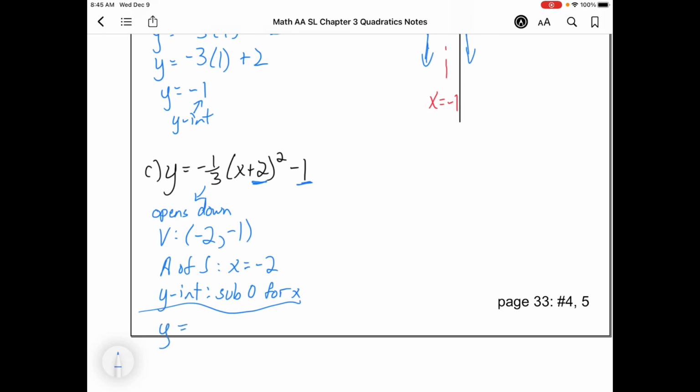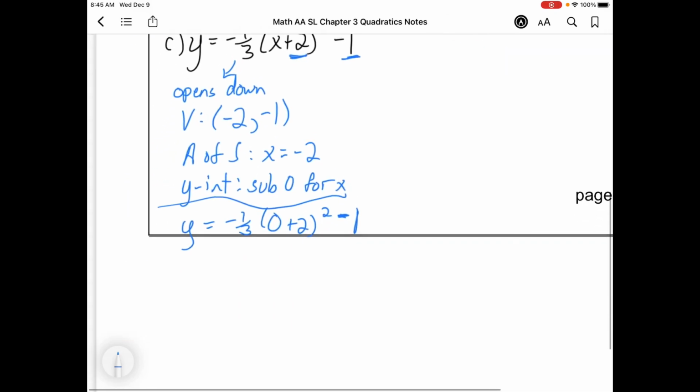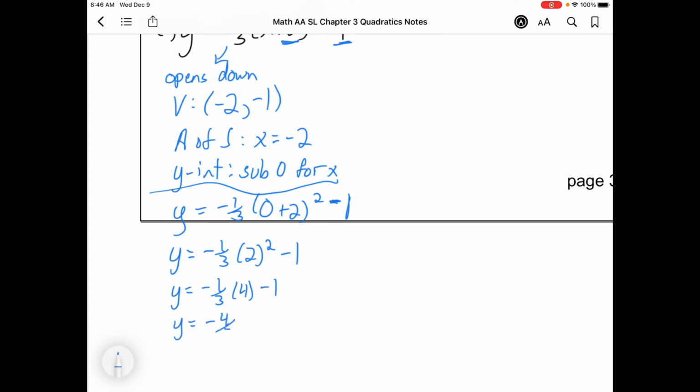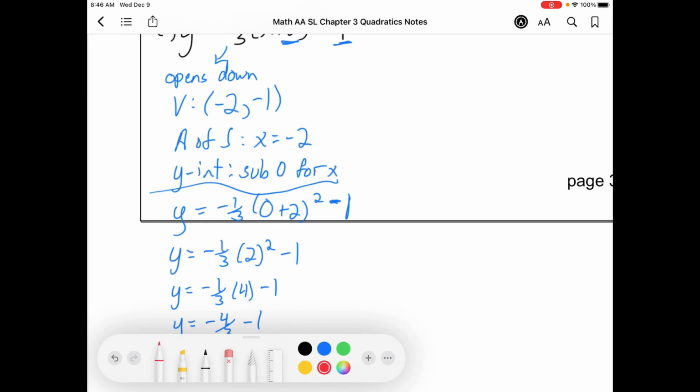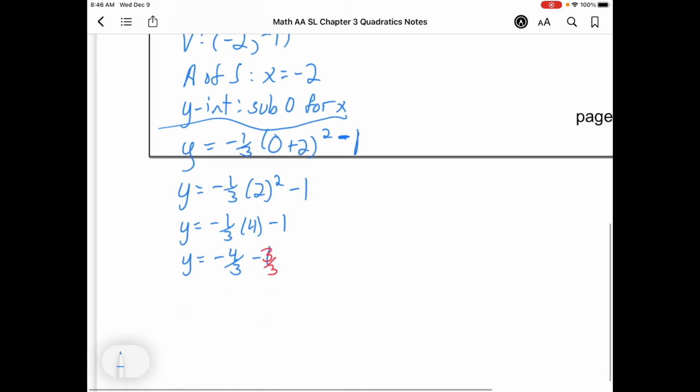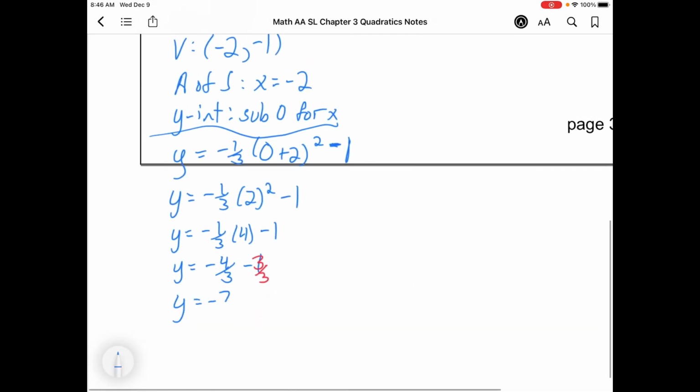So that's going to be y equals negative 1/3 times (0 plus 2) all squared, minus 1. Let's work this through. So that's negative 1/3 by 2 squared minus 1, or negative 1/3 times 4 minus 1, negative 4/3 minus 1. And again, we can do this. This is just going to be 3/3. That's how I think of that 1. So I ended up with y equals negative 7/3, or negative 2 1/3.